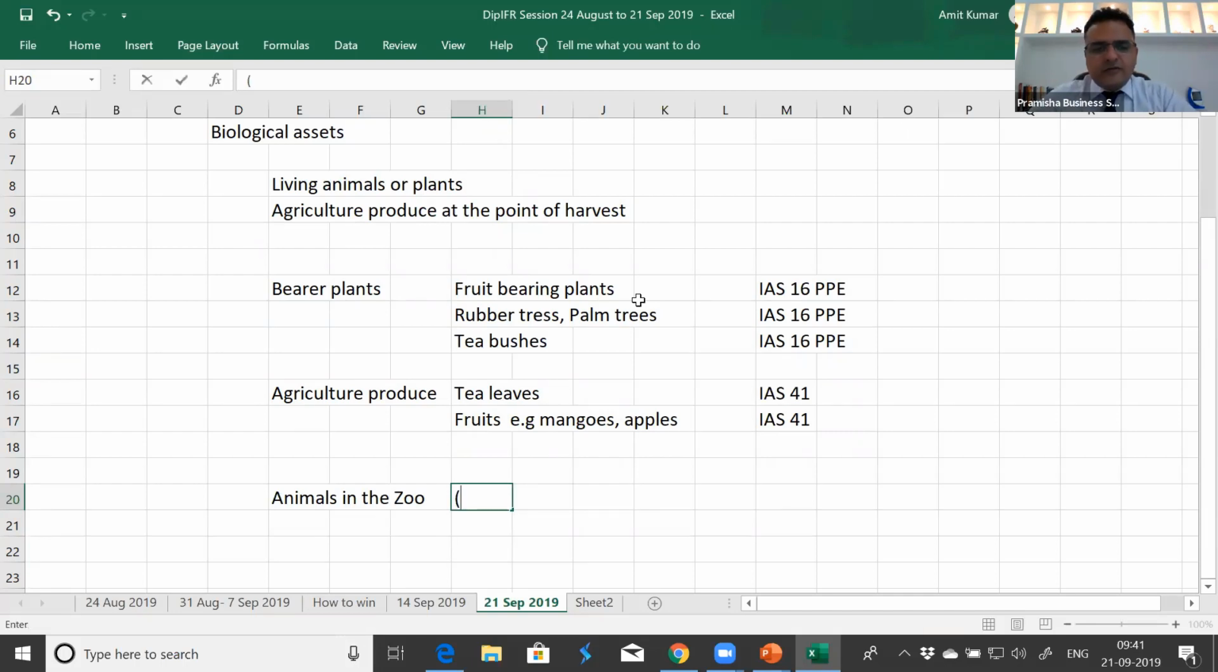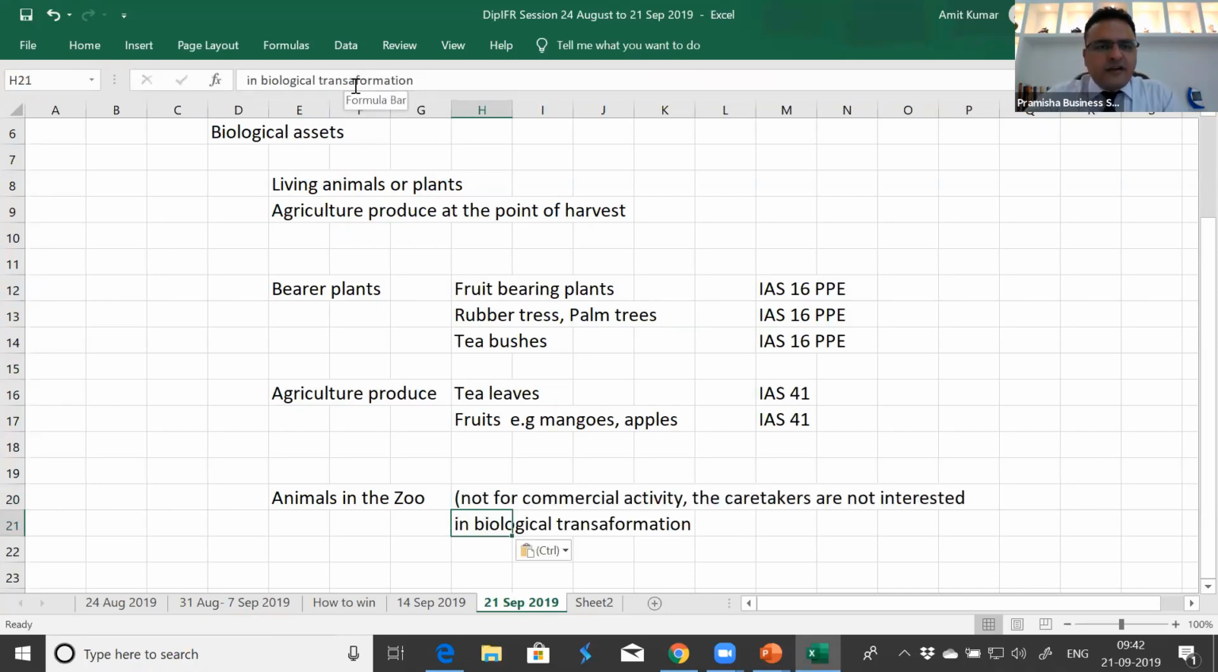They are not. Animals in the zoo are not for commercial activity. The caretakers are not interested in biological transformation and do not specifically focus on gaining out of it.